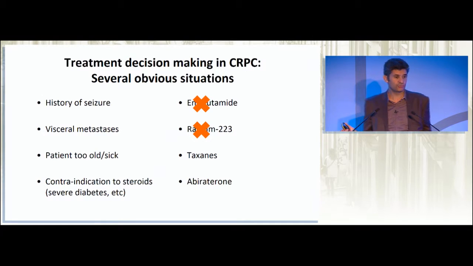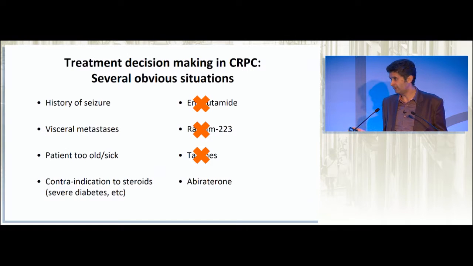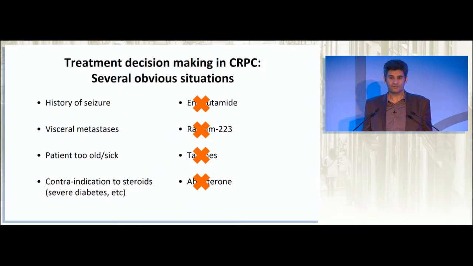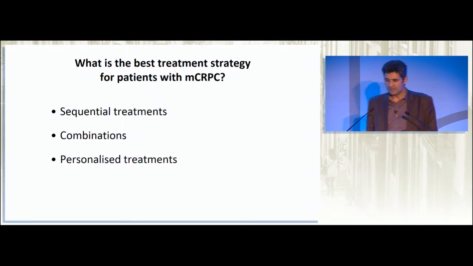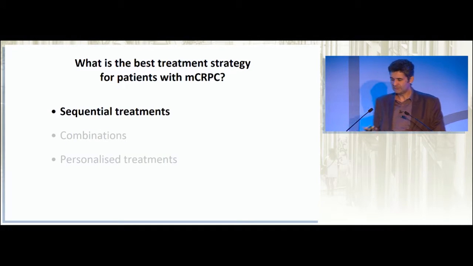Some patients are just too old or too sick to get chemotherapy, so you just can't. And some patients are obese with severe diabetes, just had a myocardial infarction, so they just can't get a steroid. And because of that, they won't be able to get abiraterone. So these 4 situations are, I think, quite obvious, but please remember them, very important. Now, for the large majority of patients, what should we do? Sequential treatments, combo, personalizing. Let's review those.